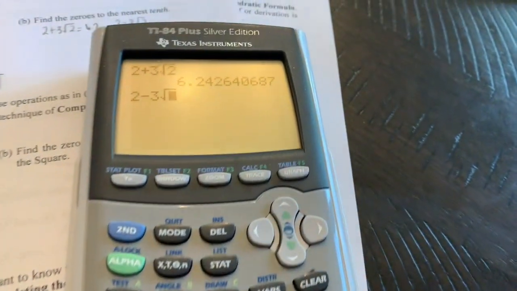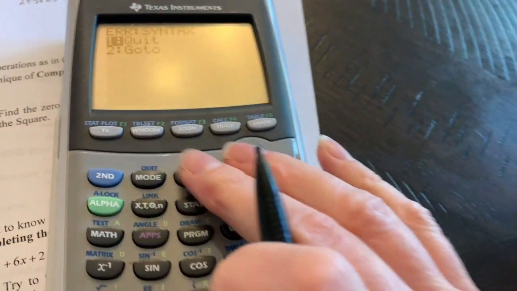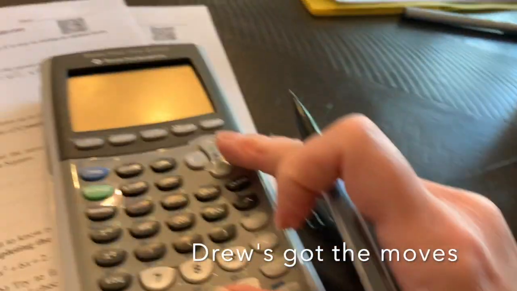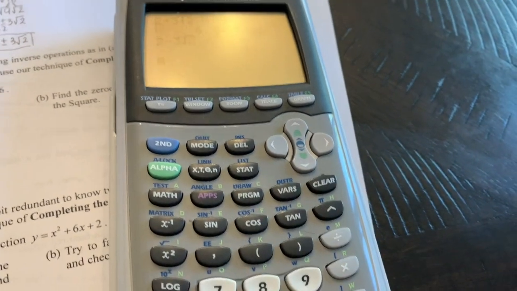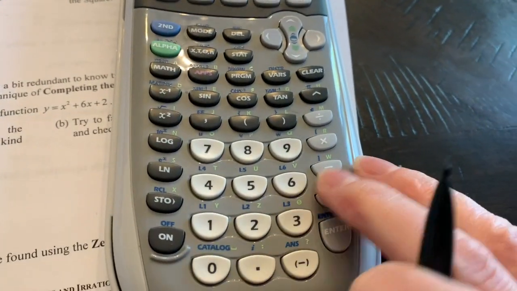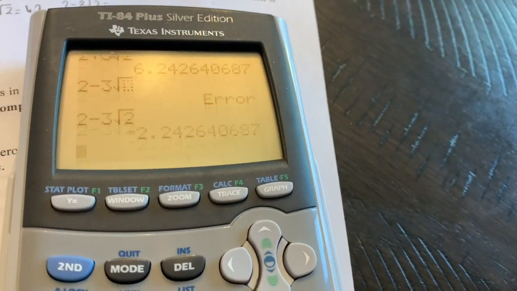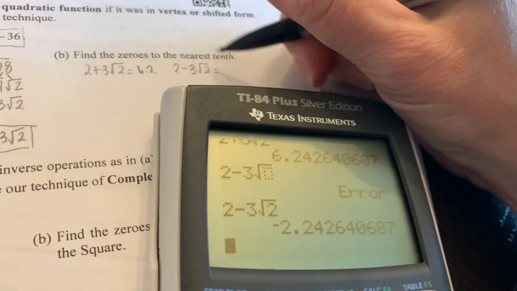And then 2 minus 3 rad 2. Oops, I forgot to write rad 2. So that's going to be 2 minus 3 rad 2, which is negative 2.2.